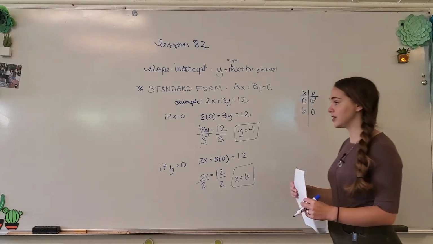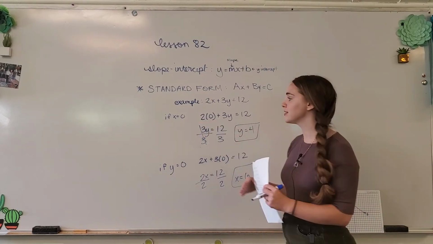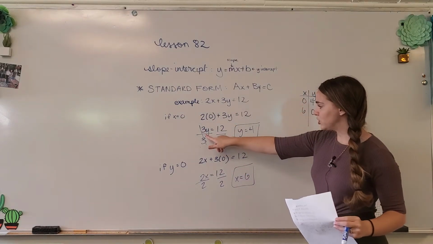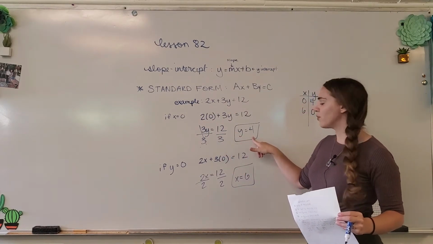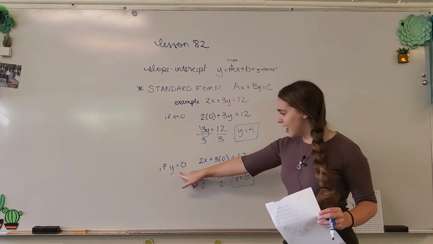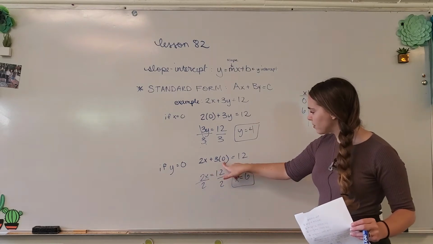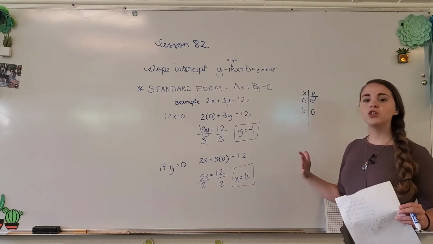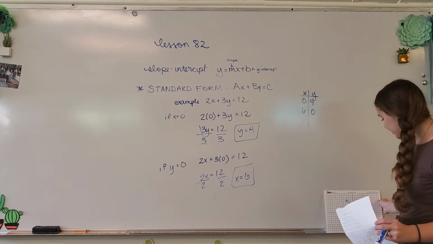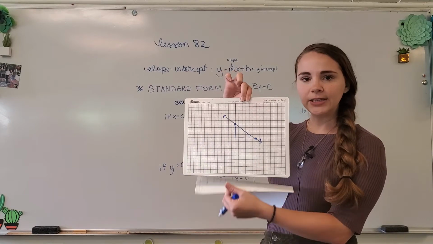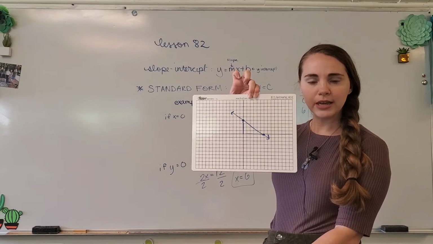So I did exactly that. I plugged in 0 for x. 2 times 0, obviously that becomes 0, and you end up with just 3y equals 12. Then you can solve for y, and I put it right over here. And then I acted like y was 0. So I plugged in 0 for y, and I solved for x and got 6. So this is the way that we find the 2 points. Once you find those 2 points, the line is very easy to graph. Just graph those 2 points and connect them.